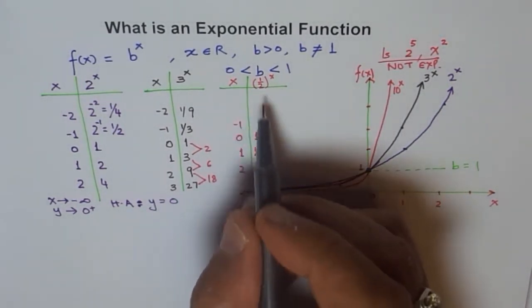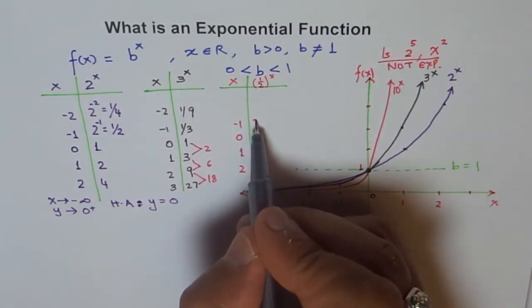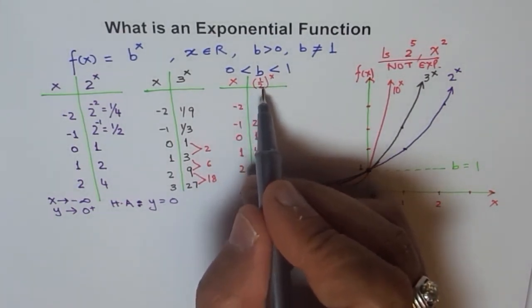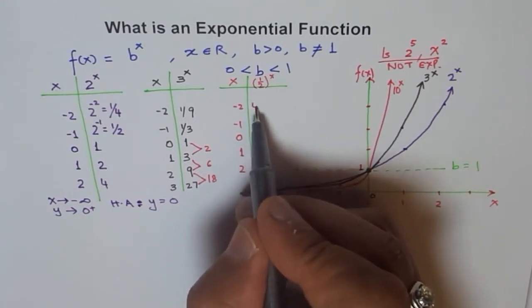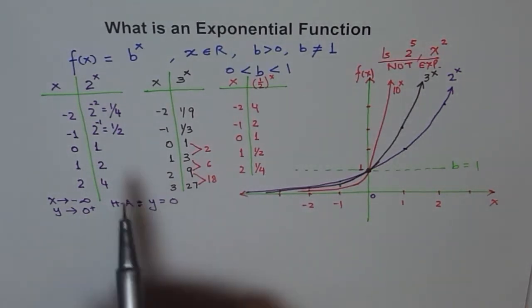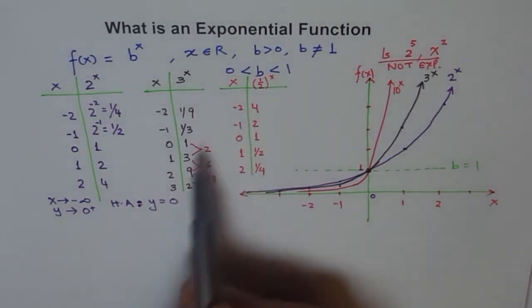How about minus 1? When I take minus 1, this flips. It becomes 2, right? And for minus 2, half to the power of minus 2 will give me 2 to the power of 2, which is 4, right? Now this particular graph, if you compare with the previous graph, do you see it has flipped?